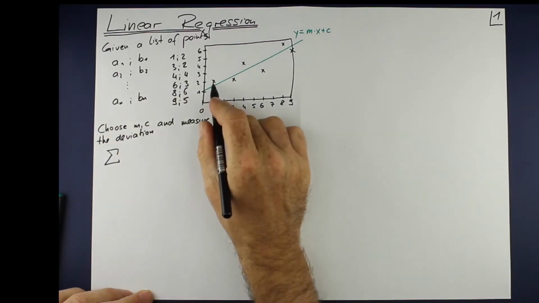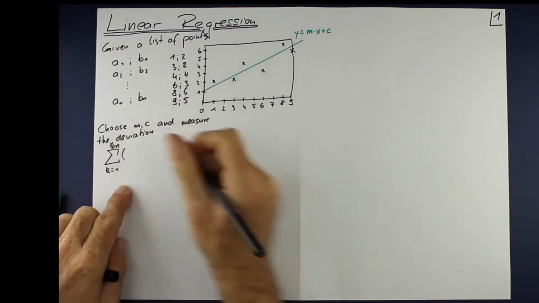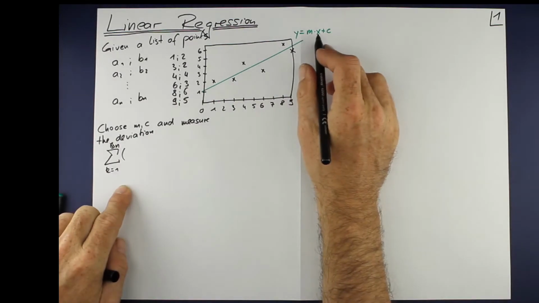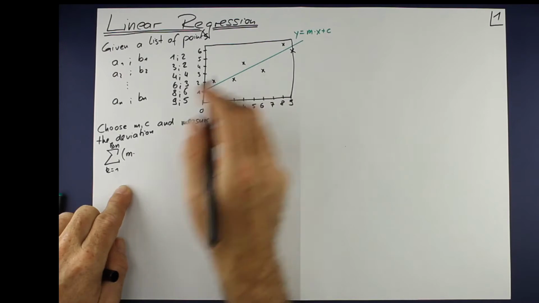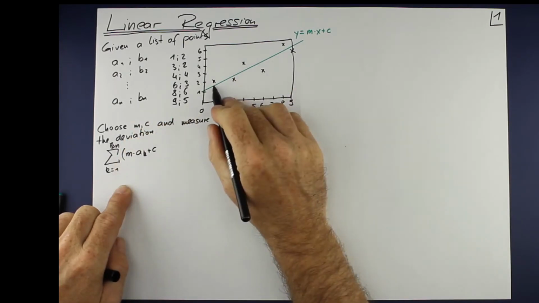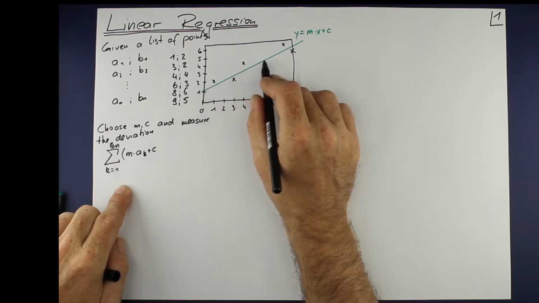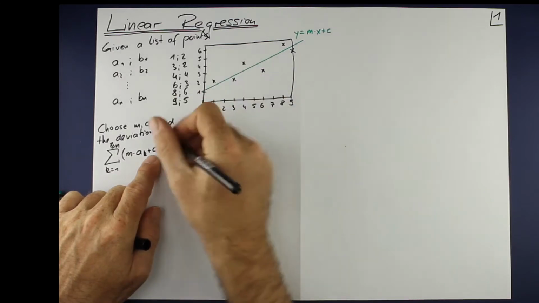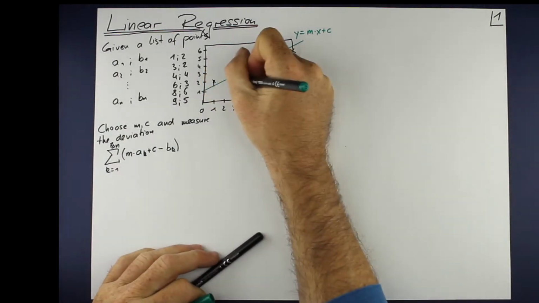We sum up over all these 6 points, and we take m times the x-coordinate, m times a1, a2, and so on. So m times ak plus c. This is the value on the straight line. This one, this one, this one, and so on. And then we take the difference to that point, that is bk. So we have these differences.